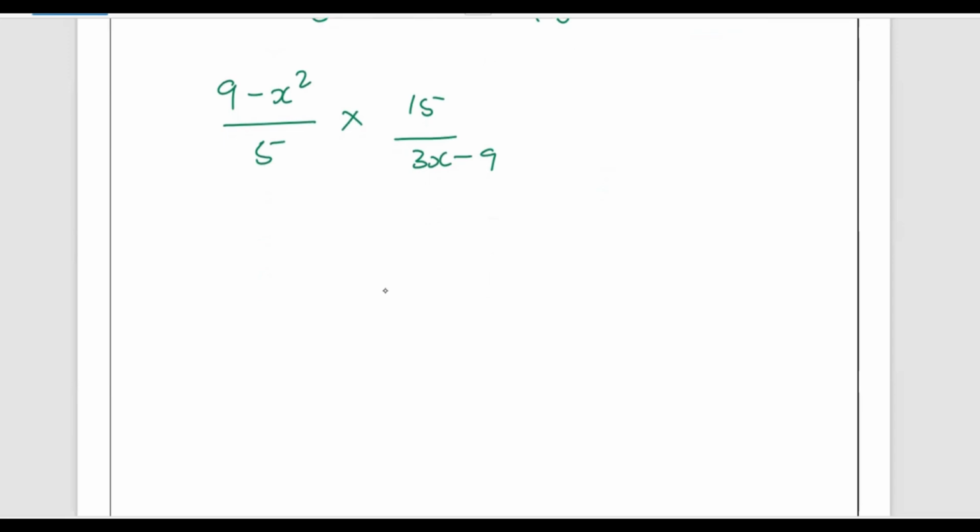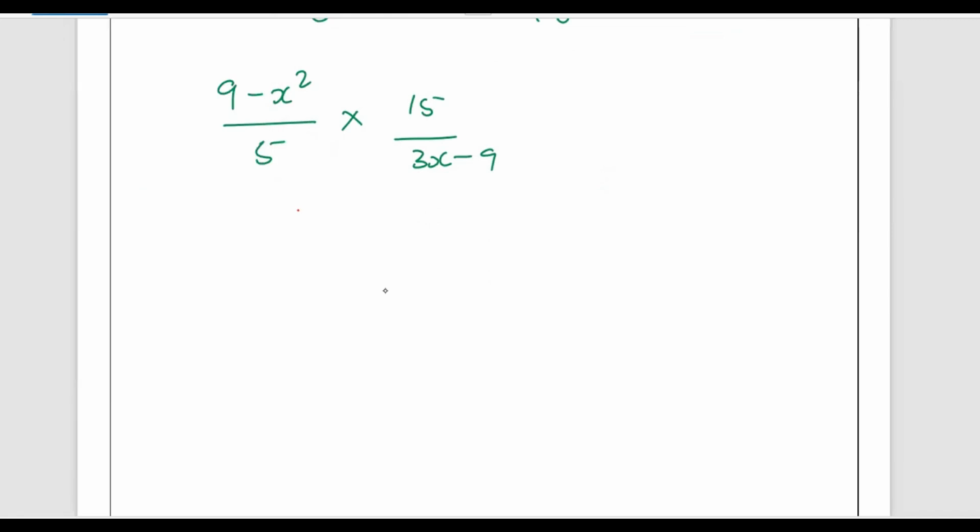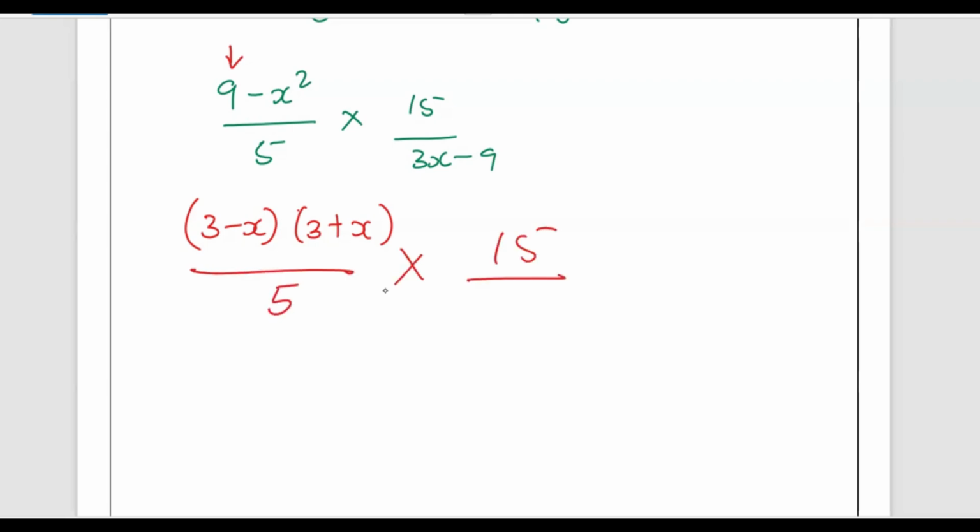With this numerator, it's a difference of 2 squares, which is the same as 3 minus x, and then 3 plus x. Now, pay attention to what comes first. In this case, it's the number that is coming first, which means even within our answers, it should be the number that comes first. If the variable came first, then our answer should also be the same, variable coming first. So this is over 5, then times 15 over what is common there, it's a 3. We have x minus 3.